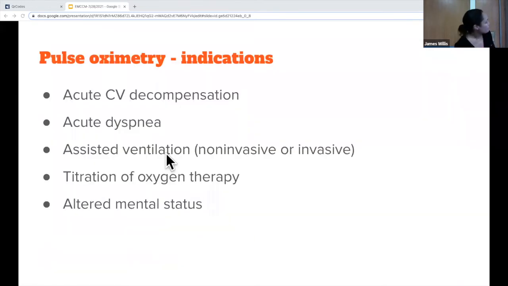So the first type of monitoring that we're going to talk about is pulse oximetry. Everyone gets pulse oximetry, it seems like, especially recently with COVID. So what are some reasons that we might use pulse ox? Acute cardiovascular decompensation, acute dyspnea, kind of undifferentiated dyspnea, any kind of assisted ventilation, whether it's non-invasive or invasive, we're probably going to have people on pulse oximetry, any kind of titrating of oxygen therapy, altered mental status, just to kind of keep an eye on them if we're not quite sure what's going on.